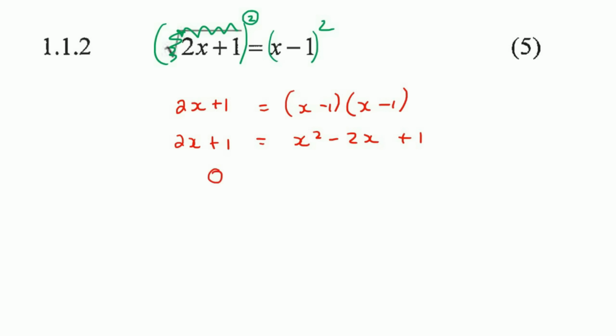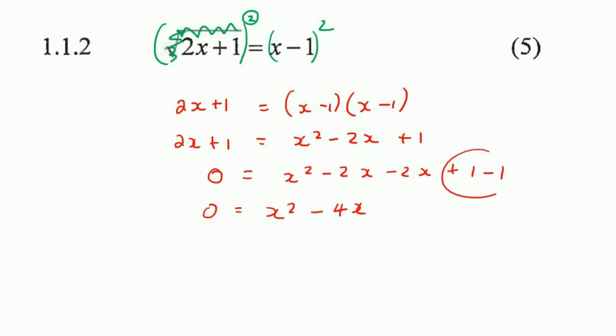I'm then going to take everything over to the right-hand side. See what I did? I just moved this one over, so it became a negative over there, and then I also moved this one over, and it became a negative over there. So now I'm just going to quickly simplify. That gives me minus 4x, and then this cancels out.